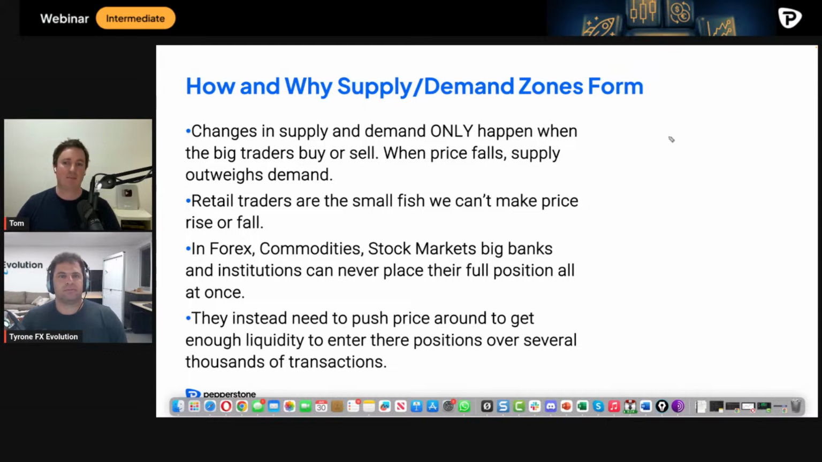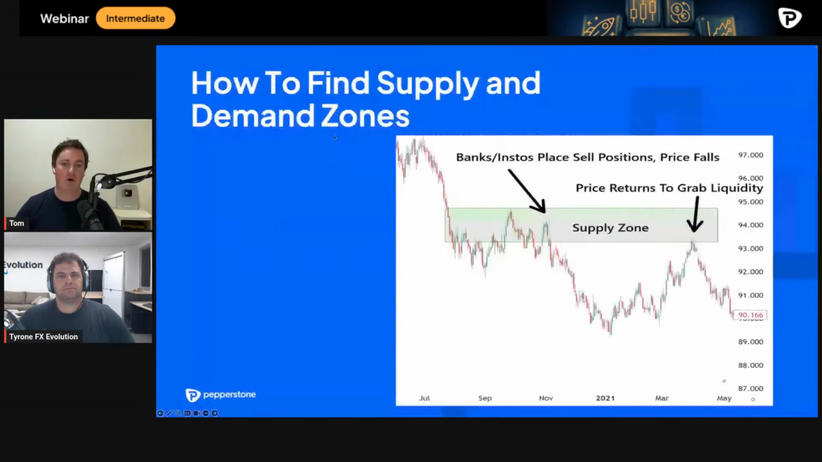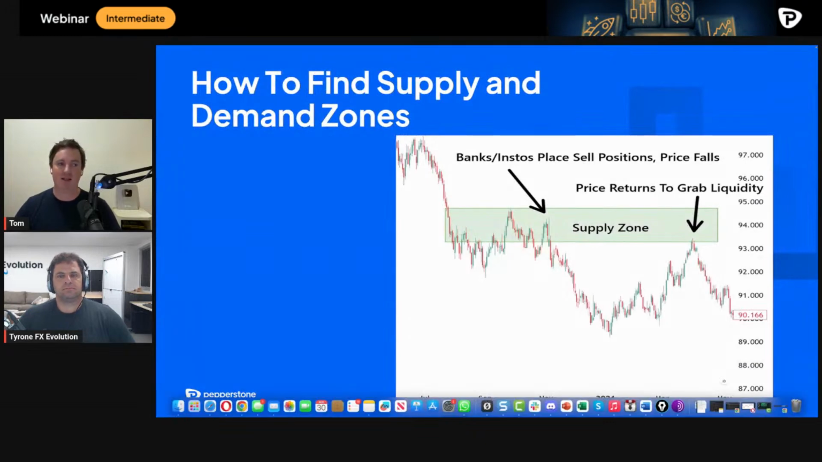So this is just a couple of things in terms of why supply and demand zones form. In general, as we said, Forex, commodities, stock markets, all of these types of things, big banks and institutions can never place their full position all at once. While we may be able to gain liquidity instantaneously, they've got to push price around. And this is why those zones form. Here's an example of supply and demand in focus, and something that many of you out there could potentially start to build into your strategies for scalping and day trading.